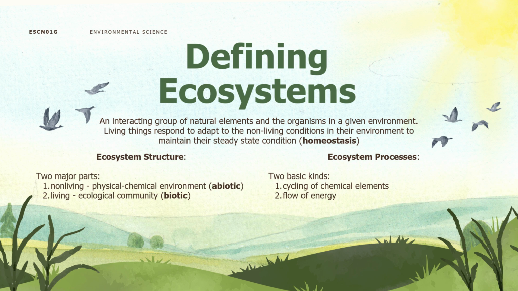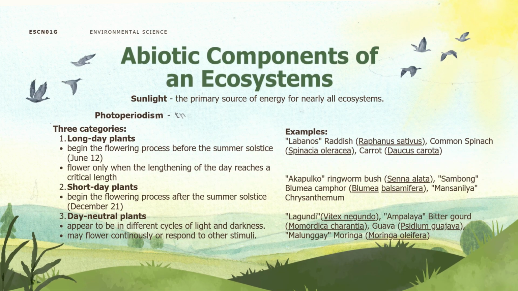Okay, let's now talk about some specific abiotic components of an ecosystem that play a major role in shaping the different processes that happen in an ecosystem. Starting off with the sunlight. We all know that sunlight, being an abiotic component of an ecosystem, acts as the primary source of energy for nearly all ecosystems here on Earth. And if we try to focus on the effects of sunlight on plants, we could take into consideration the concept of photoperiodism.